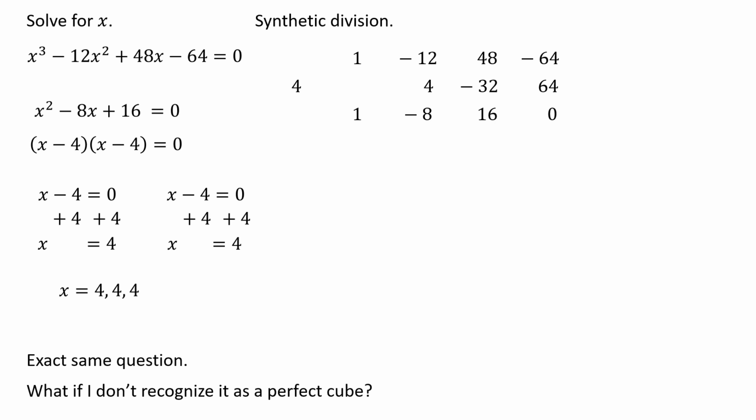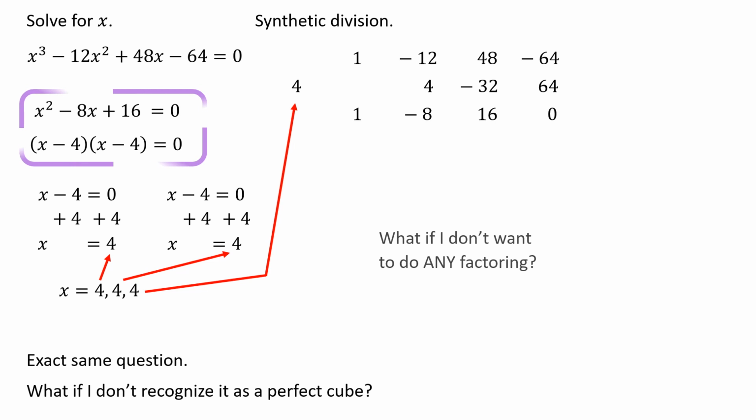So 4, 4, and 4 are the answers. And again, that's kind of like the Department of Redundancy Department. I only really need to list the 4 once. But 2 of those 4s came from factoring. 1 of those 4s came from the synthetic division.